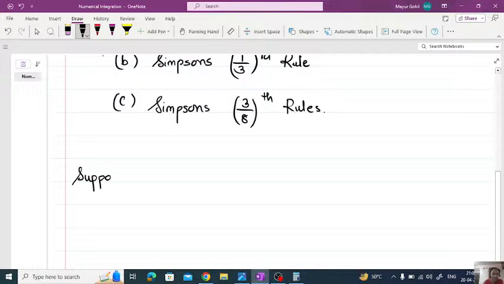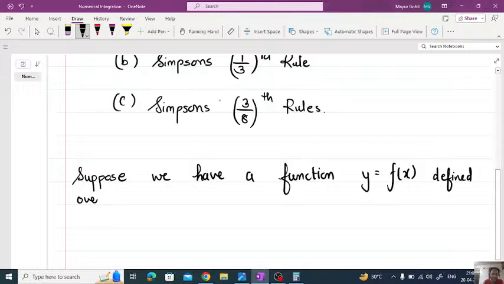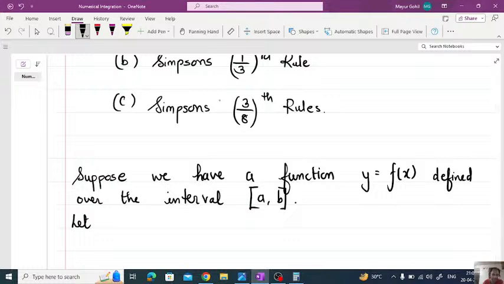Suppose we have a function f of x. Okay, we have function f of x, or we can write here, let's say y equal to f of x defined over the interval a comma b, over the interval a comma b.